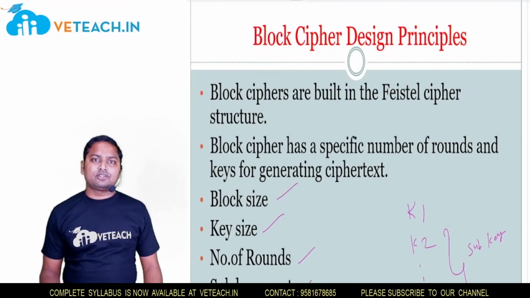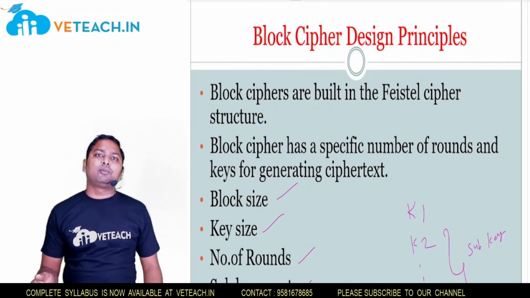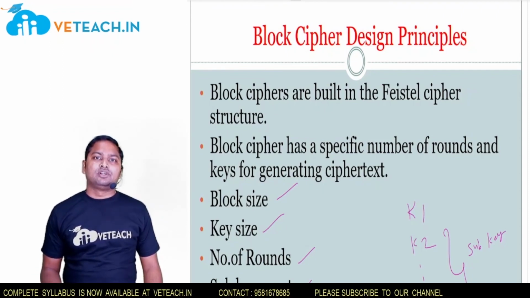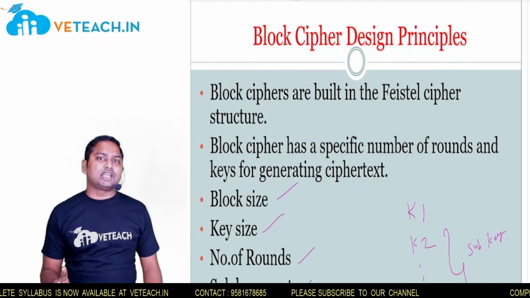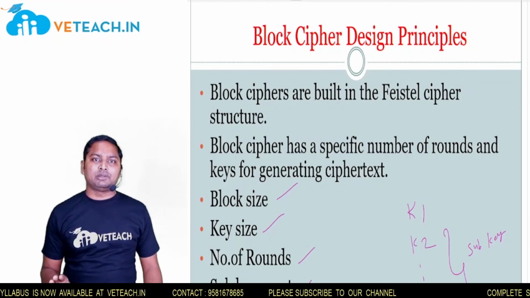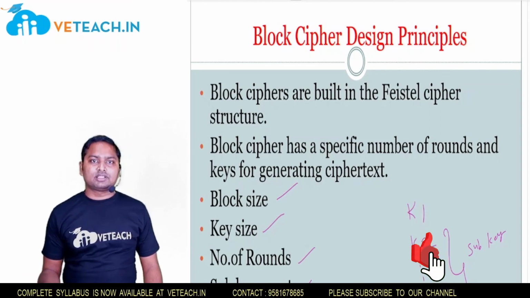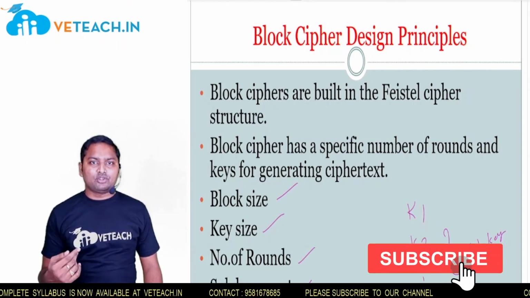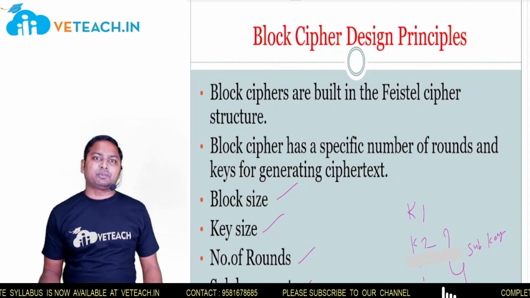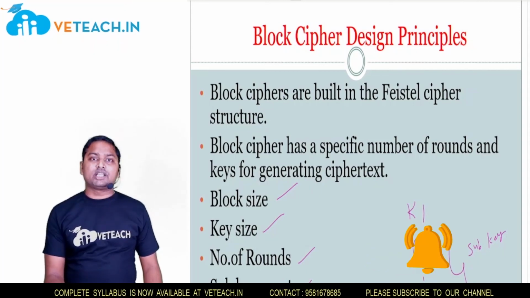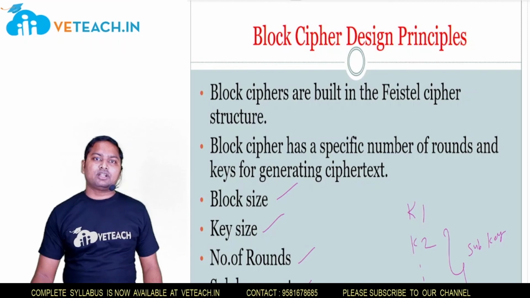What is the block size? What is the key size? How many rounds do you want to implement? For all these questions the single answer is the plain text. It depends on the plain text. You are providing the number of blocks, number of keys, a single function and the number of subkeys. So in the next classes we will discuss different block cipher algorithms.